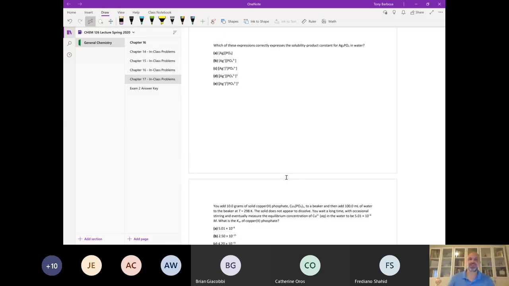Yes, so the answer is C, right? Because we have third order for silver, and for the phosphate ions there's only 1, so that's the first order. All the above. All right. So I hope that makes sense.